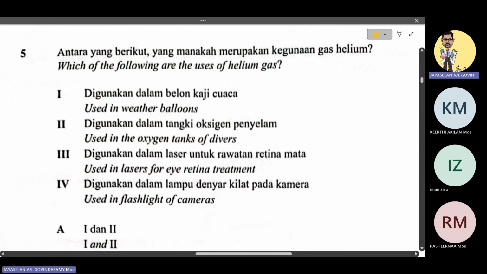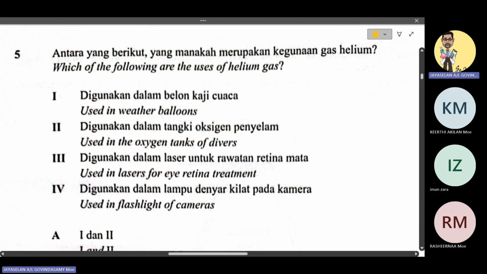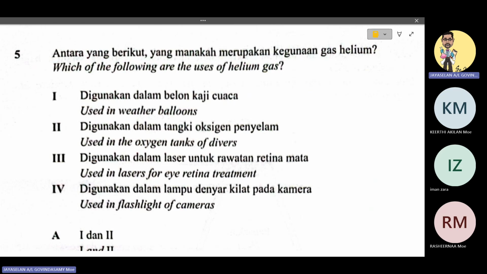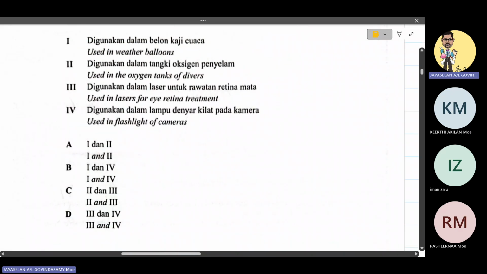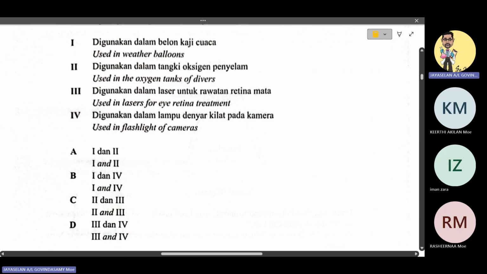Okay, last question. Which of the following are the uses of helium? Helium is a group 18 element, very stable, inert. Helium has already achieved duplet arrangement. So use in weather balloon, use in oxygen gas for divers, use in laser treatment, use in flash light of camera. So the answer.